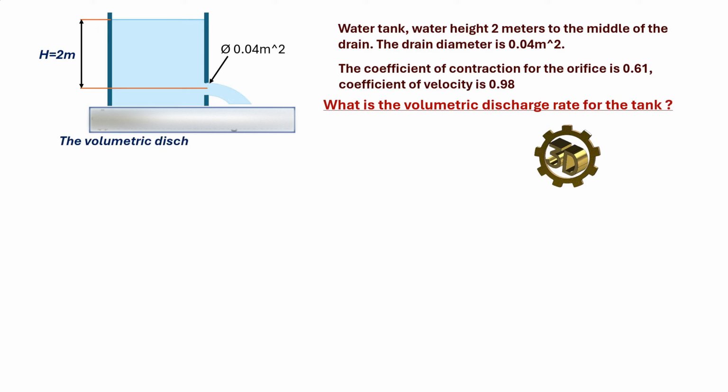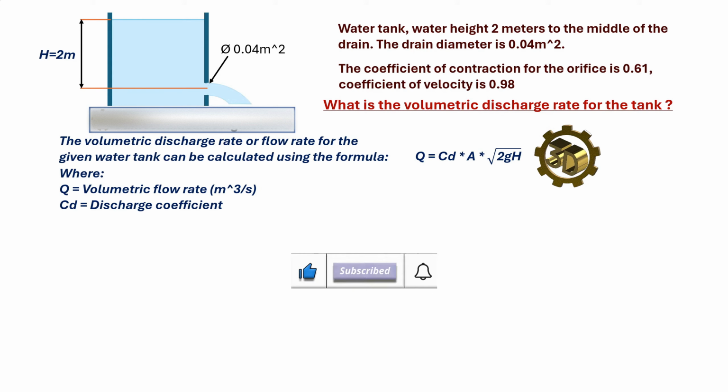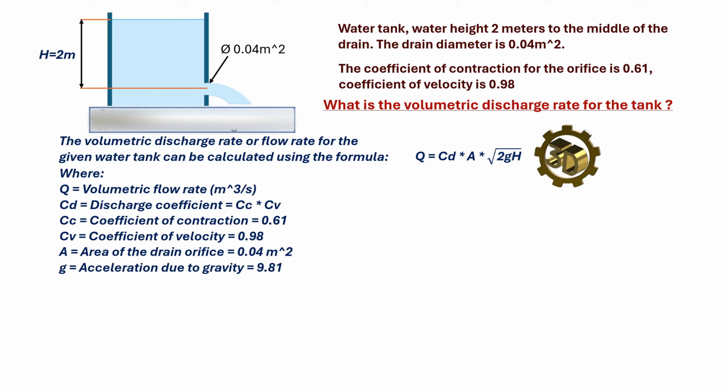The volumetric discharge rate or flow rate for the given water tank can be calculated using the formula Q equals CD times A times square root 2 times G times H, where Q is volumetric flow rate, CD is discharge coefficient equals CC times CV, CC is coefficient of contraction equals 0.61, CV is coefficient of velocity equals 0.98, A is area of the drain orifice equals 0.04 square meters, G is acceleration due to gravity equals 9.81, H is height of water above the center of the drain equals 2 meters.